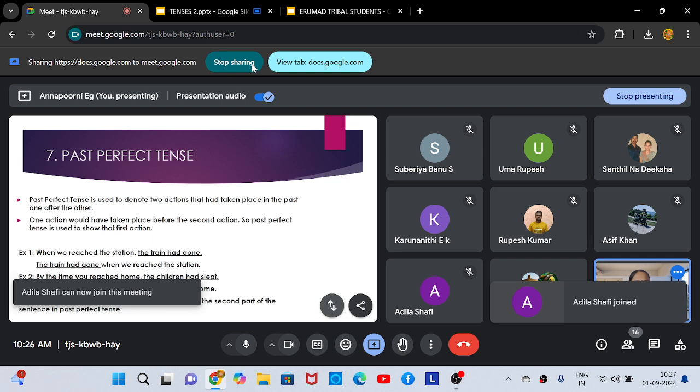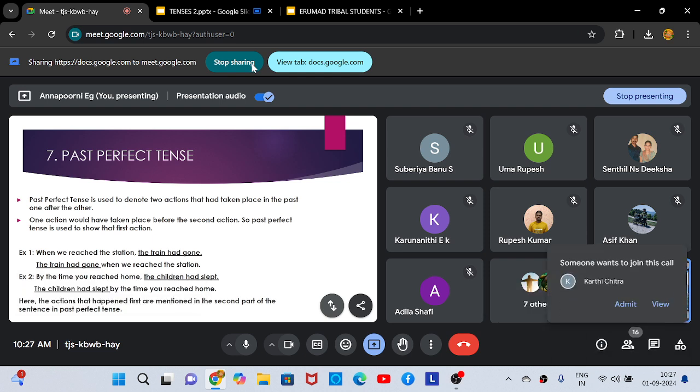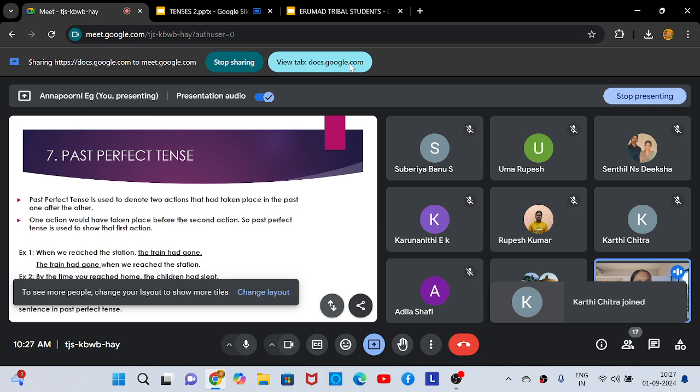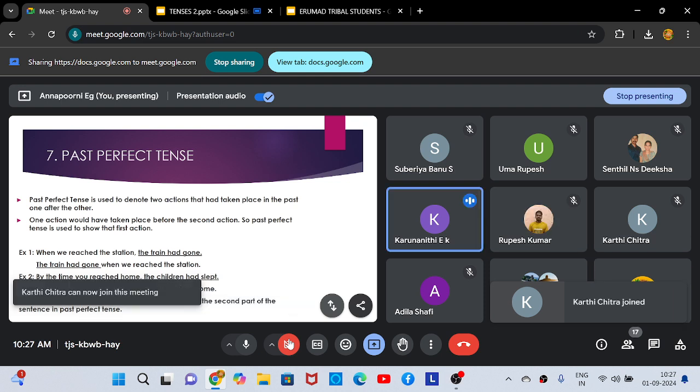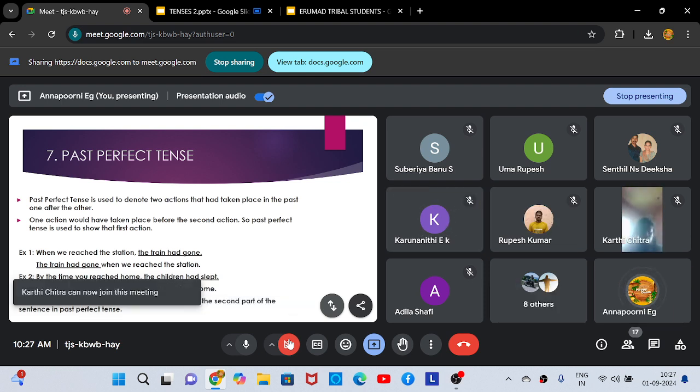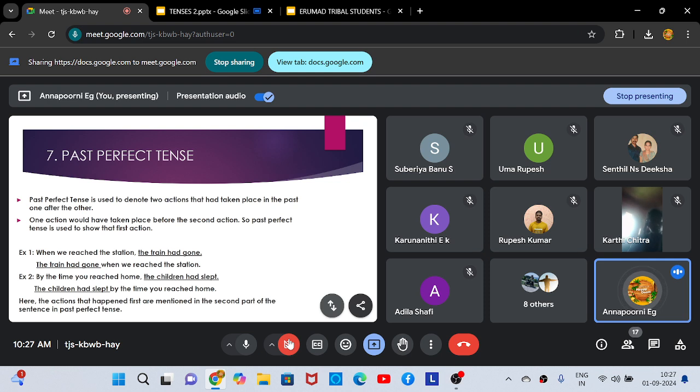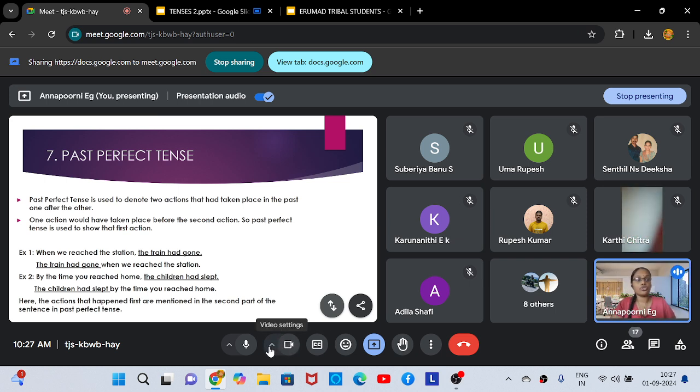When we reached the station, the train had gone. Can somebody unmute and tell which action would have happened first? The train had gone. Yes, the train had gone, because I came only after the train left. So the train had gone and I am late to reach the station. I am late. So past perfect tense is used to show that first action.